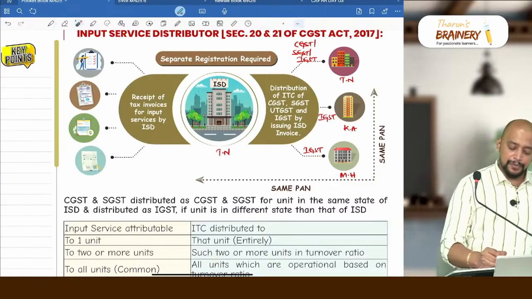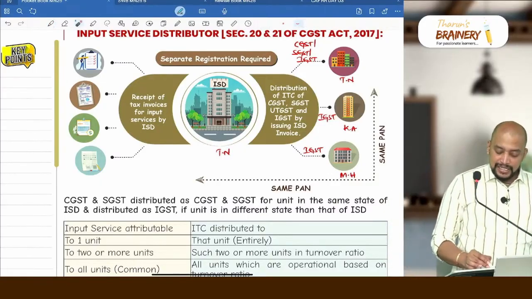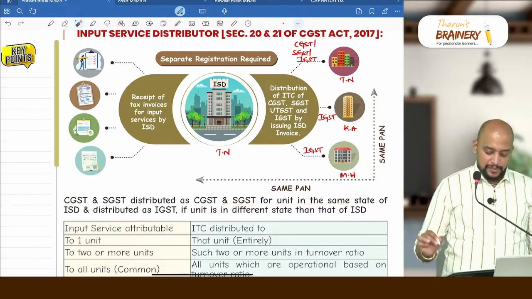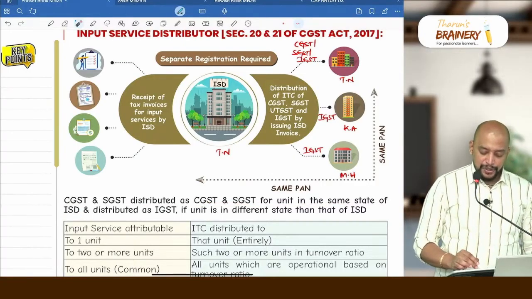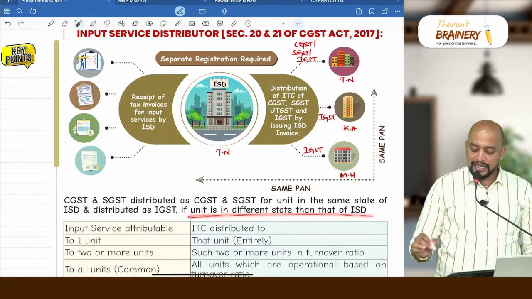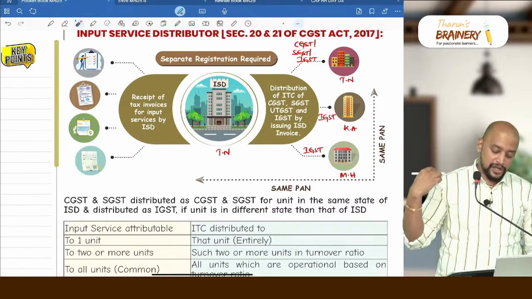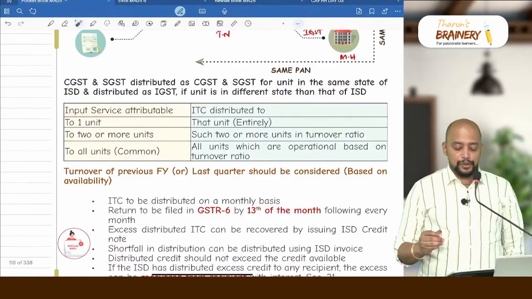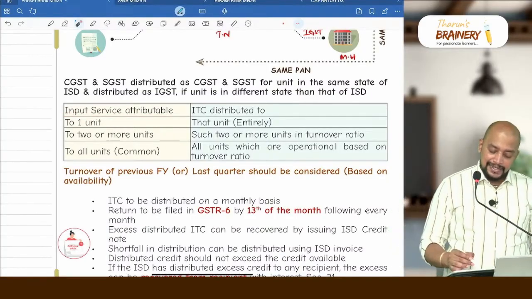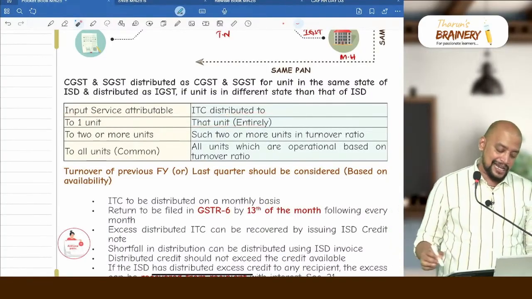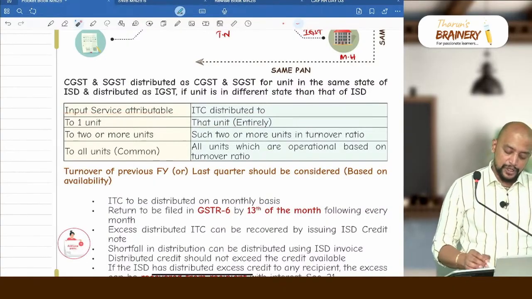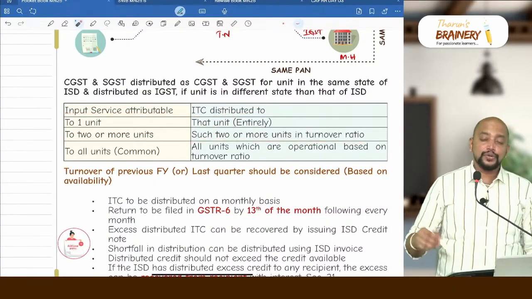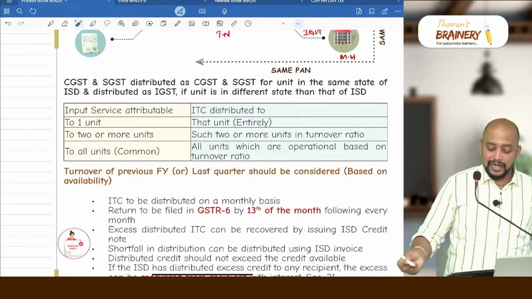That point I have given below, you can see. CGST and SGST are distributed as CGST, SGST for a unit in the same state as the ISD, and distributed as IGST if the unit is in a different state than that of the ISD. And suppose the input service is attributable only to one unit, then the ITC is distributed to that unit entirely. If the input service is attributable to two or more units, then the ITC is distributed to such two or more units in the turnover ratio.